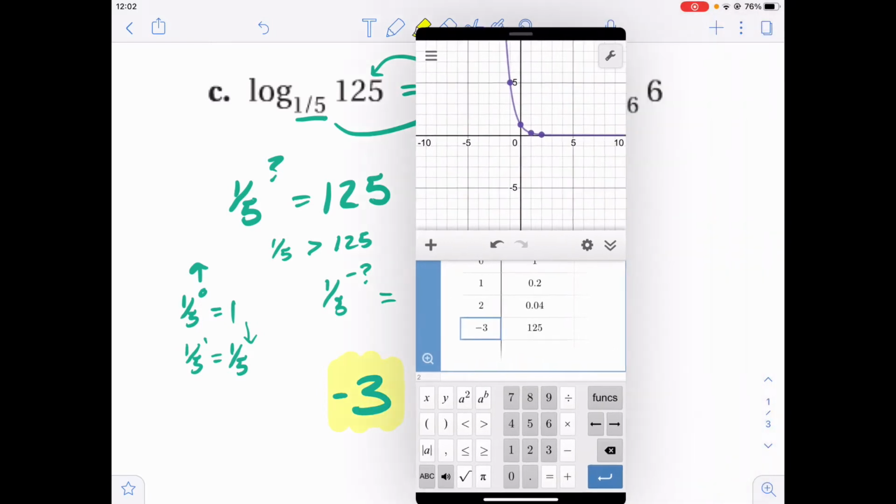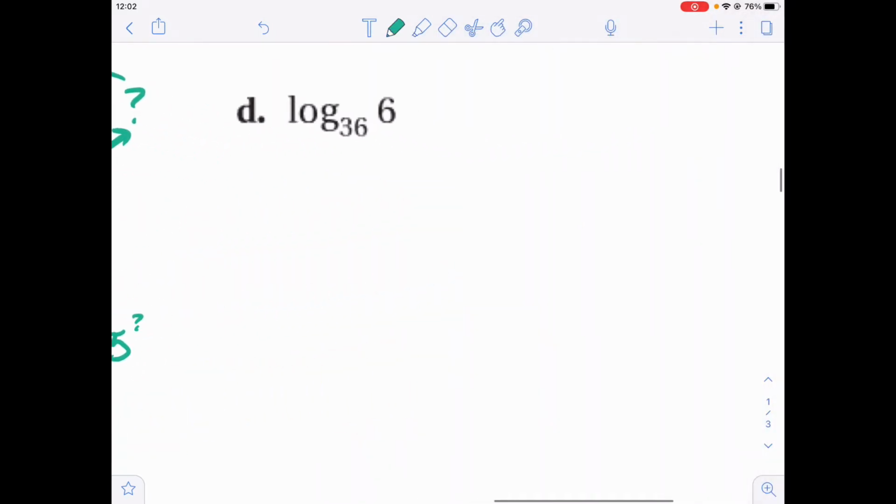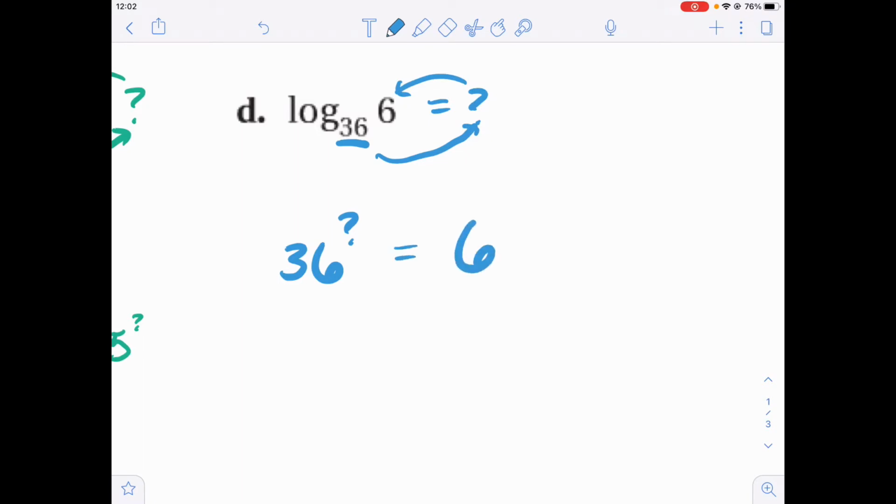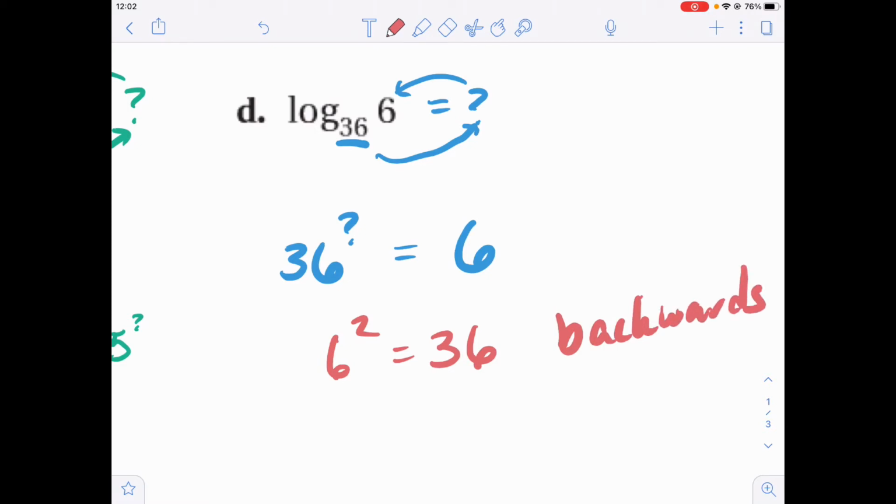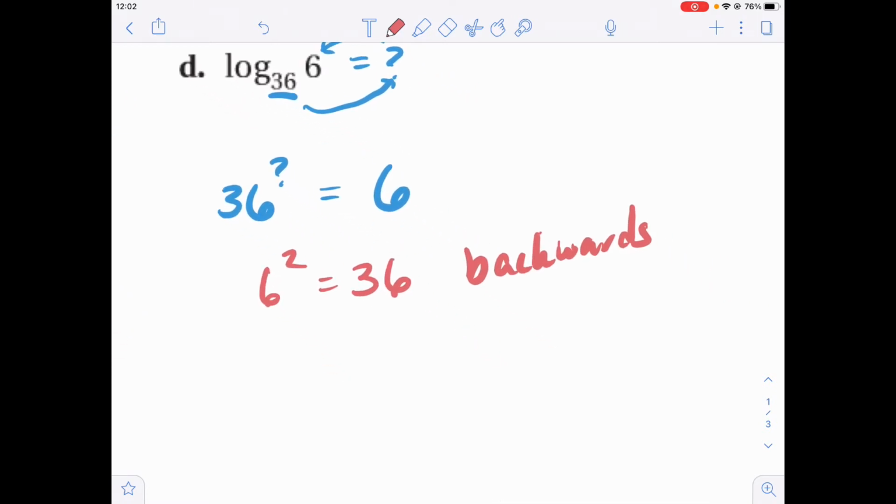All right, last one. So this one we've got 36, our base, 36, to what power is going to give us 6? Well, so we actually know, maybe you see very quickly that 6 squared is 36, but that's backwards, right? That's the power of 6 that gives us 36, not the power of 36 that gives us 6. And so if we can go backwards like this, then to sort of switch it, we're actually going to do 1 over 2.